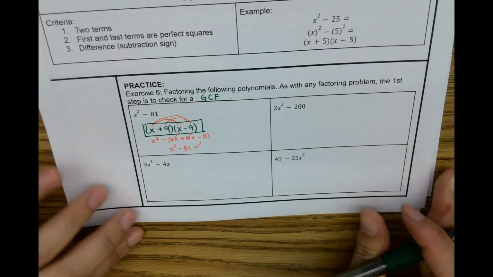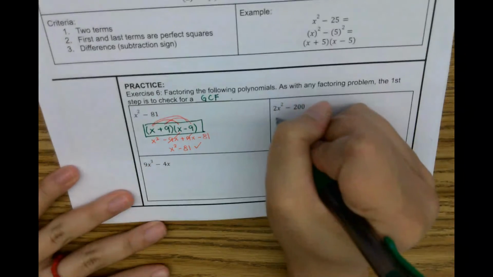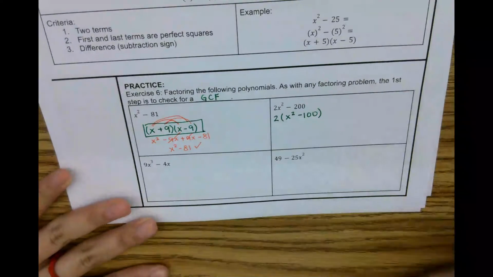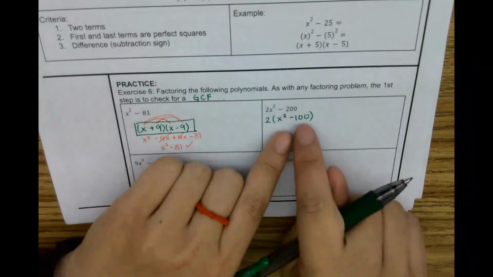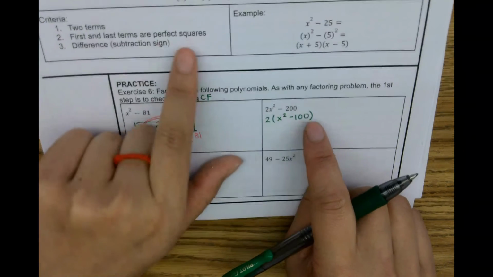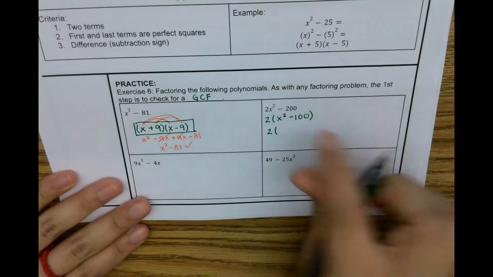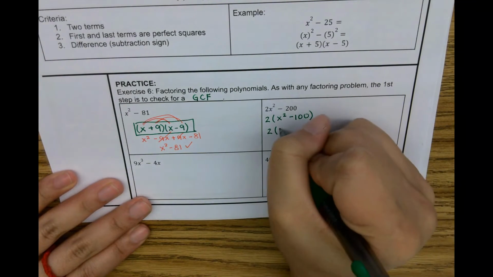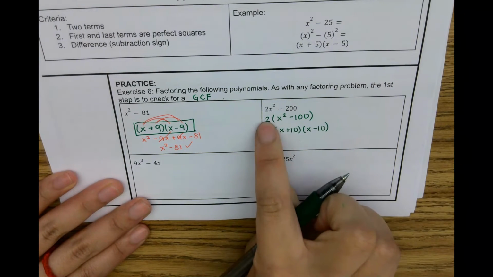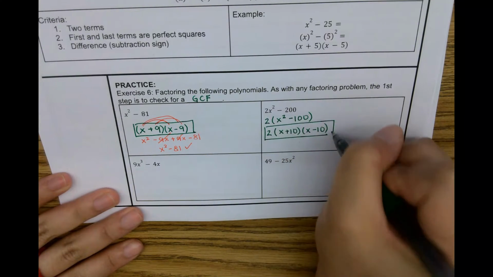2x squared minus 200. Both 2 and 200, GCF is 2, so I'm going to pull that out. Then I noticed I have two terms. X squared and 100 are both perfect squares. It's a difference in between, so it follows this pattern. Square root of 100 is 10, so it's going to be x plus 10, x minus 10. And then don't forget the 2 that you pulled out needs to still be in front, so that way it equals back to your original.